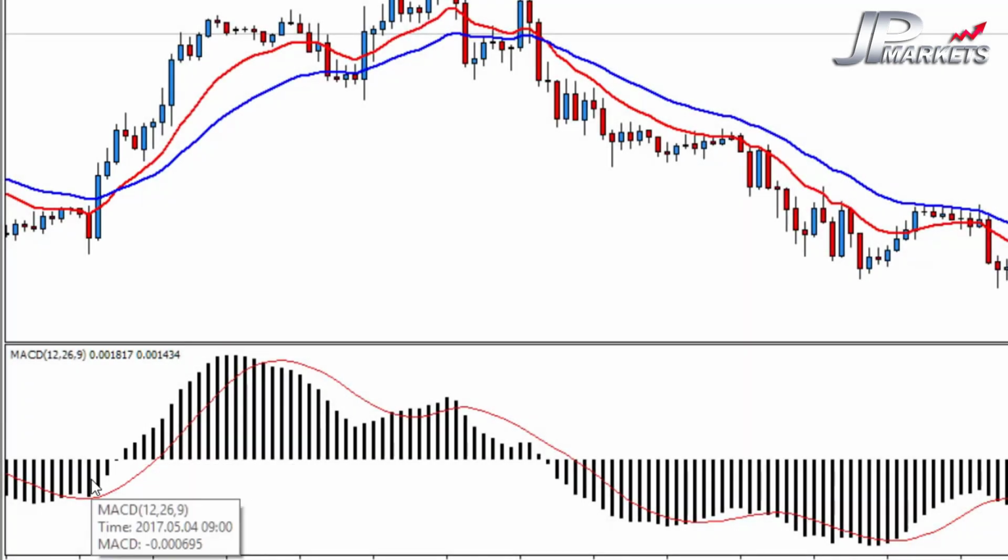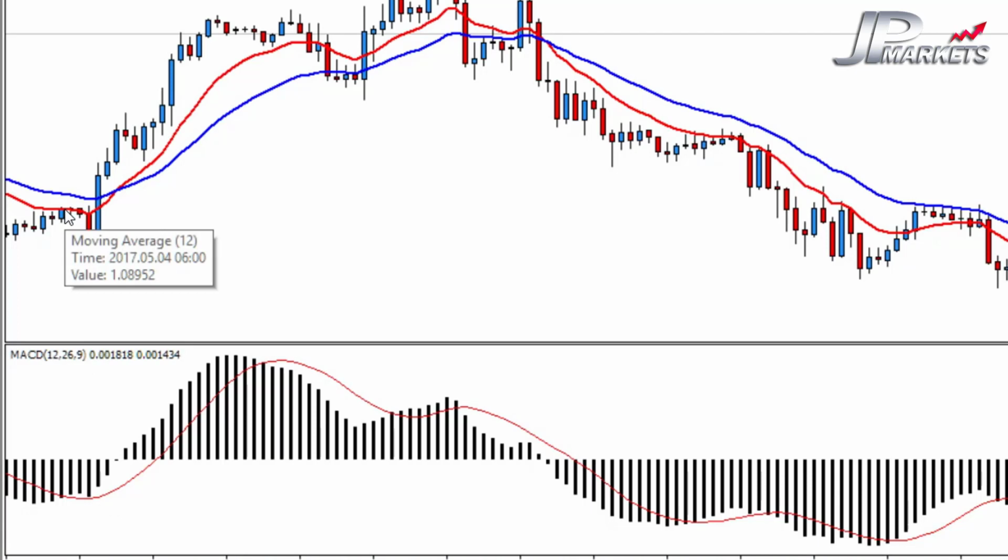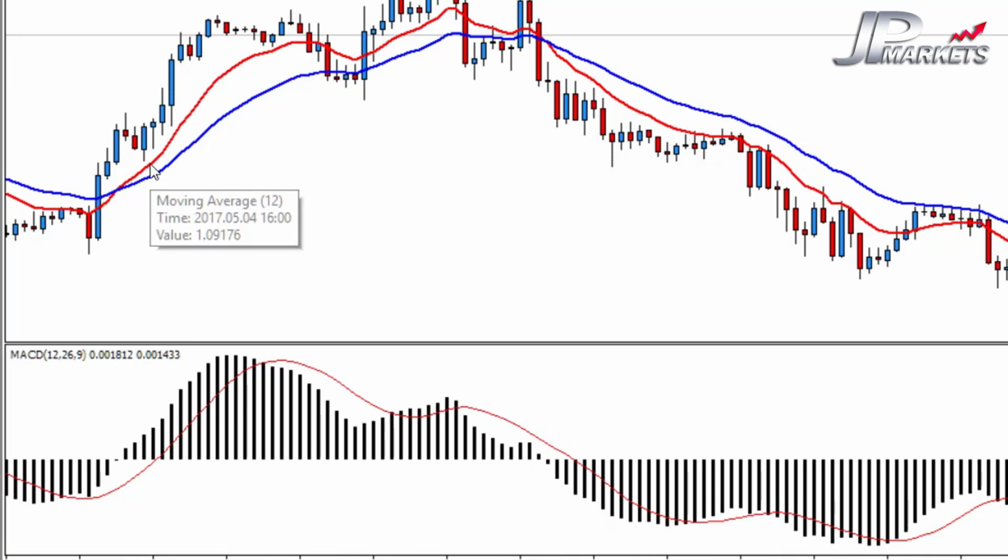Whenever it's negative, it means that the 12 is below the blue line, or the 26, and when it goes positive, that's when the 12 is above the 26. That's all the MACD is. It's basically a moving average crossover system, all on its own.